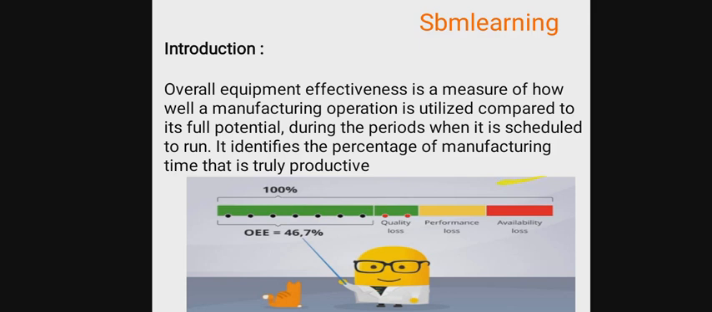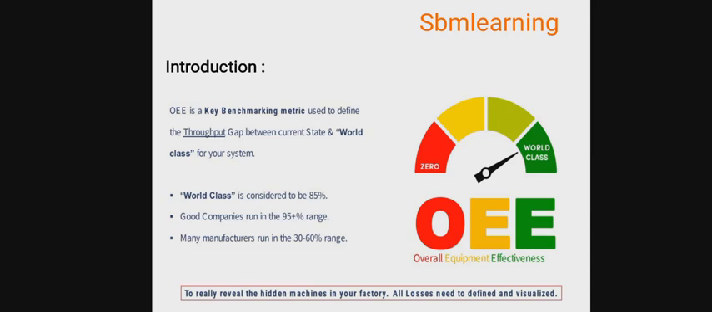Okay. Now another slide. So OE is a key benchmarking metric used to define the throughput gap between the current state and world class for your system. So it is a key to define the throughput gap between the stage you currently have and what world class companies are following, or what would be world class for your system. And what does world class mean? It means if your OE is greater than 85%, or you are sustaining 85%, that is world class.